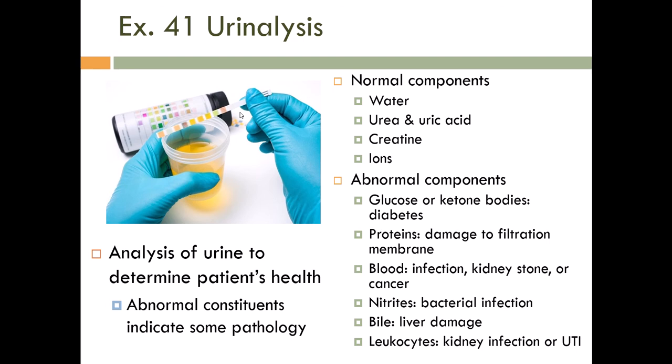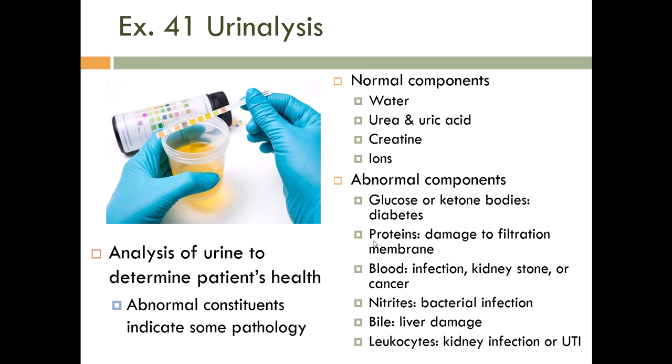If you have nitrates in your urine, that might indicate a bacterial infection. Many bacteria, as a part of their metabolism, make these nitrates, and so if they're showing up in your urine, it could be a way of saying, hey, you've got a bacterial infection somewhere along your urinary tract.